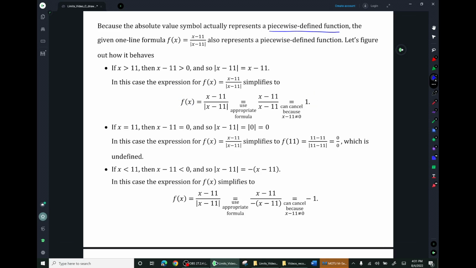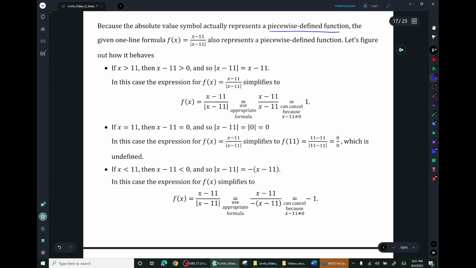Now what about another case, when x actually equals 11? Well, in that case, x minus 11 equals 0, so the absolute value of x minus 11 would just be the absolute value of 0, which is 0. So in that case, the formula for f of x would simplify. f of 11 would be 11 minus 11 divided by the absolute value of 11 minus 11, but that's just 0 over 0, and that's undefined.